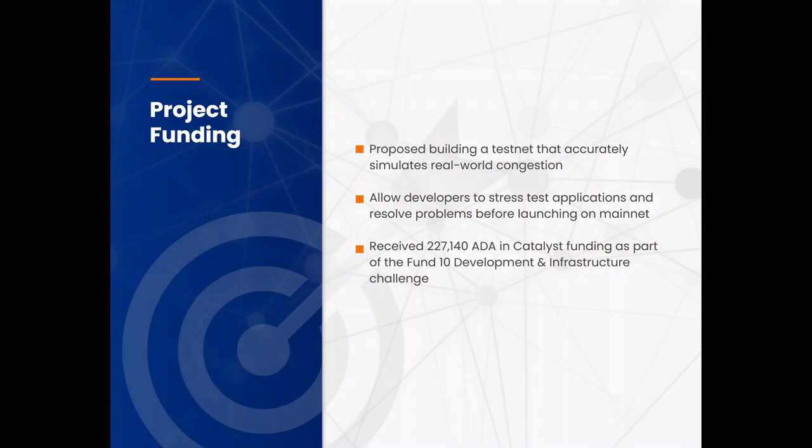This project proposed building a testnet that accurately simulates real-world congestion. This would allow developers to stress test applications and resolve problems before launching on mainnet. We received around 227K ADA in the Catalyst funding as part of the Fund10 Development and Infrastructure Challenge.